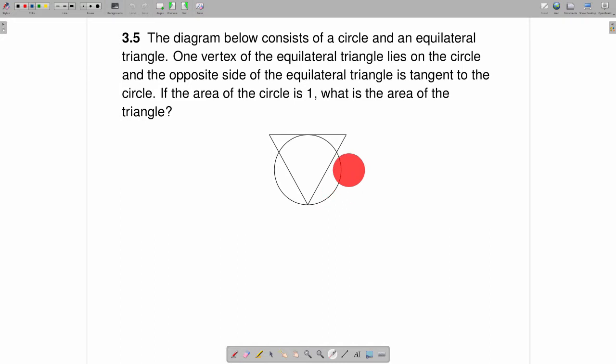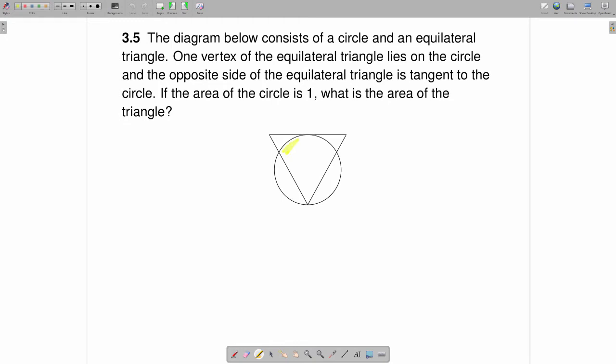So here is the circle, and the circle has an area of 1. And here is the equilateral triangle, and equilateral means all three of those sides have the same length. One question you can think of before you start working on the problem is, will our answer be equal to 1, a little bit bigger than 1, or a little bit smaller than 1?